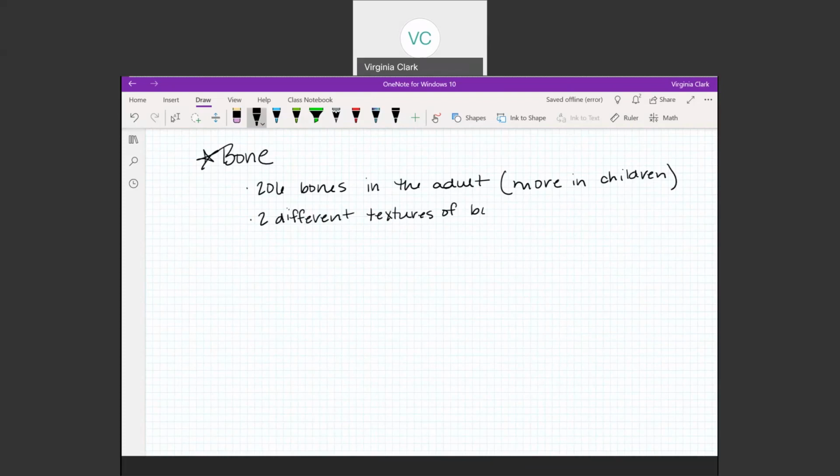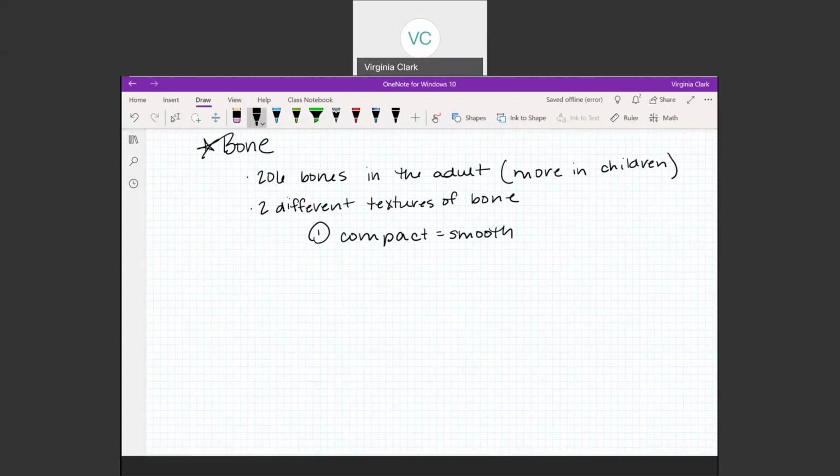The first texture of bone is called compact. Compact bone is going to have a smooth appearance. It's flat, it is smooth, it is compact. The second texture or type of bone is going to be called spongy.